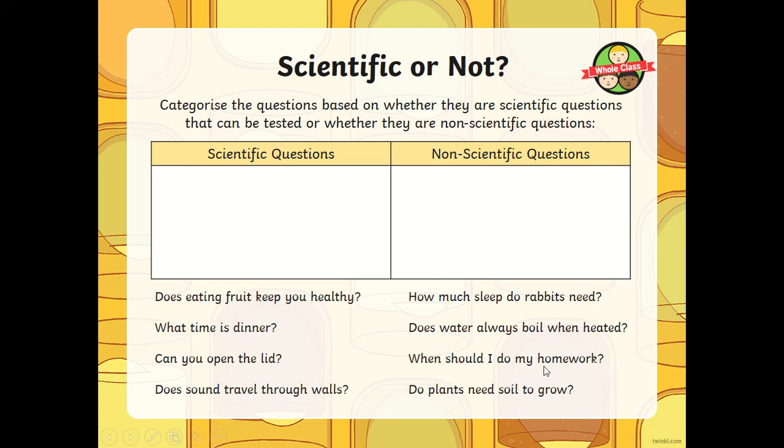When should I do my homework? Well, that's up to you really, isn't it? So I would say a non-scientific question. Do plants need soil to grow? I think that's one that could be investigated as well. Okay, so we've got an idea. So a scientific question is something that you could set up an inquiry about to try and test things to see if it's yes or no.